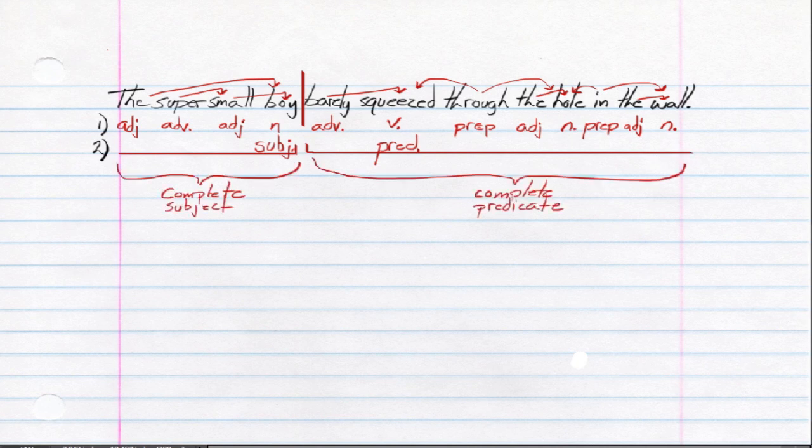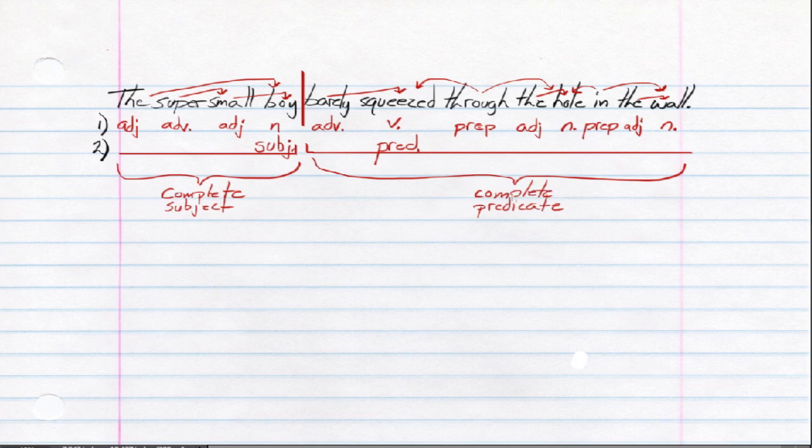What this is doing is it's telling us the complete subject over here, all the words involved in telling us who. And on the right-hand side, the line goes underneath all the words that tell us about what we are saying about the who. Those are known as the complete subject and the complete predicate.